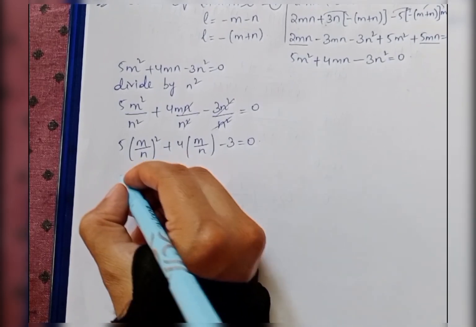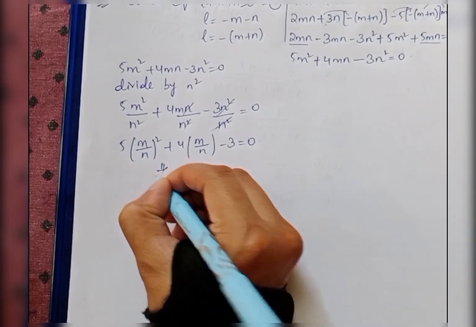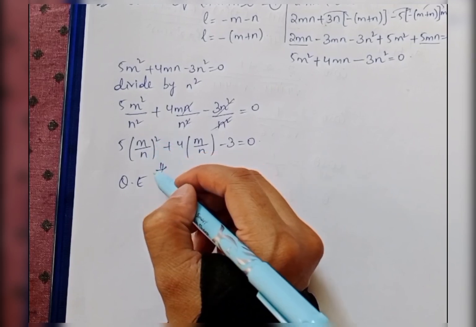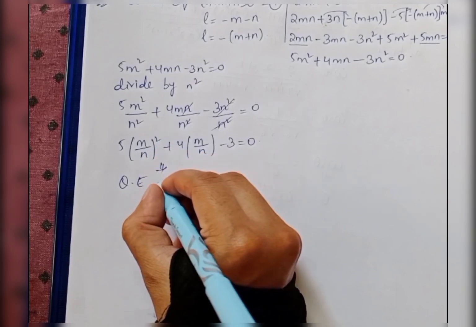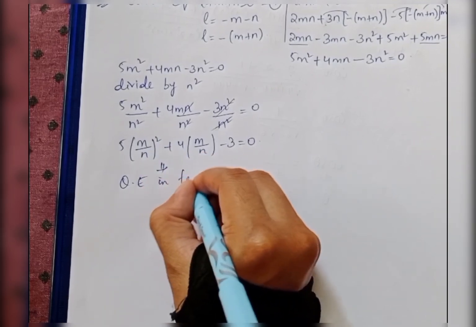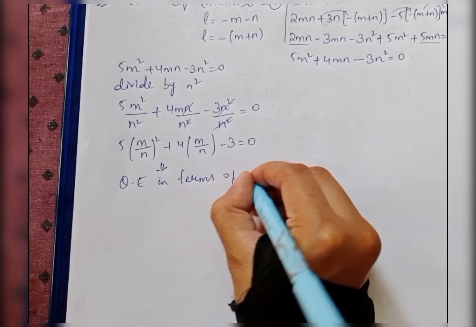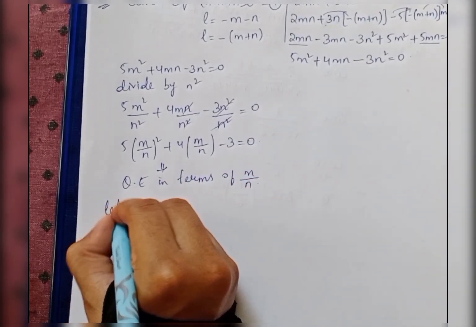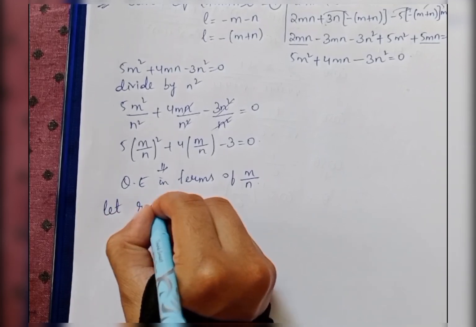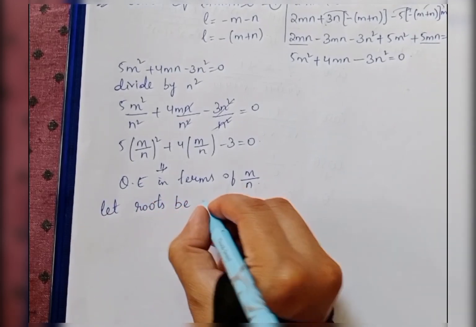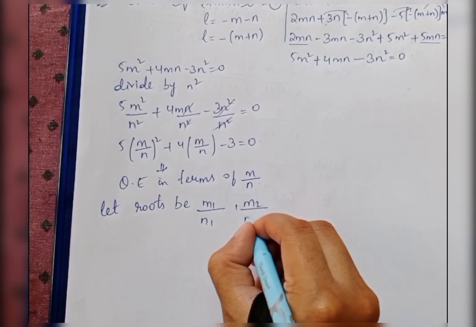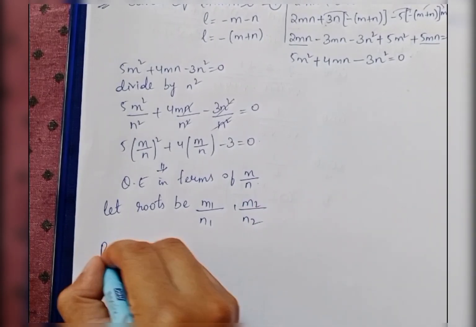So this equation is a quadratic equation, right? Because it has degree 2. It is a quadratic equation in terms of m by n. Okay, so let the roots be m1 by n1 and m2 by n2.